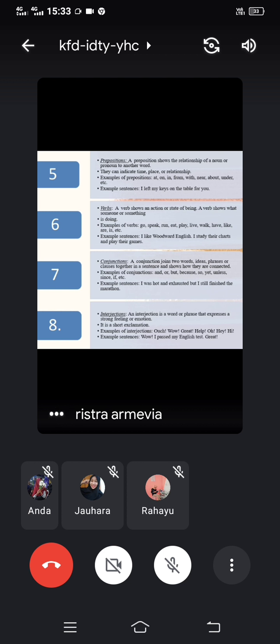Number 8, interjection. An interjection is a word or phrase that expresses a strong feeling or emotion. It is a short exclamation. Examples of interjections: ouch, wow, great, help, oh, hey, hi. Example sentence: Wow, I passed my English test. Great.